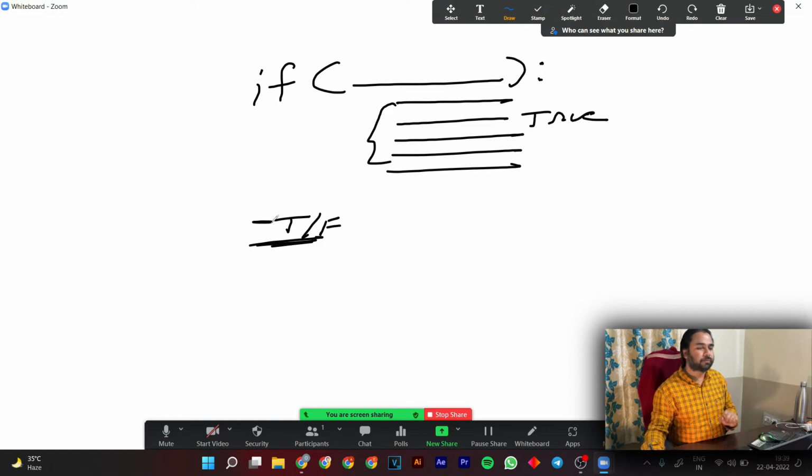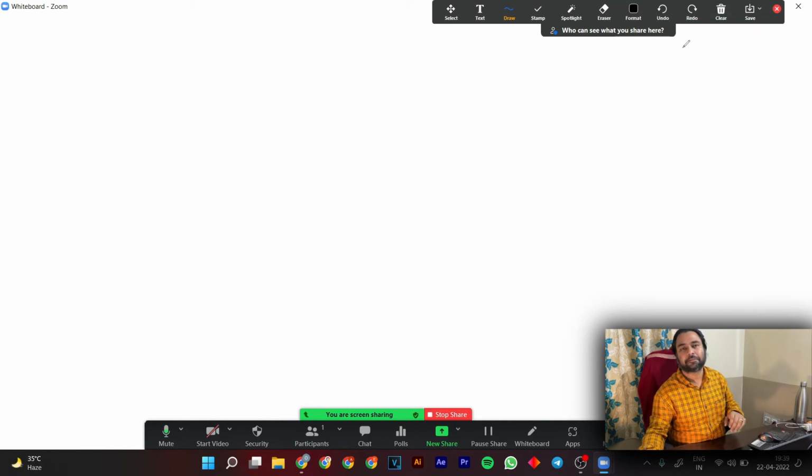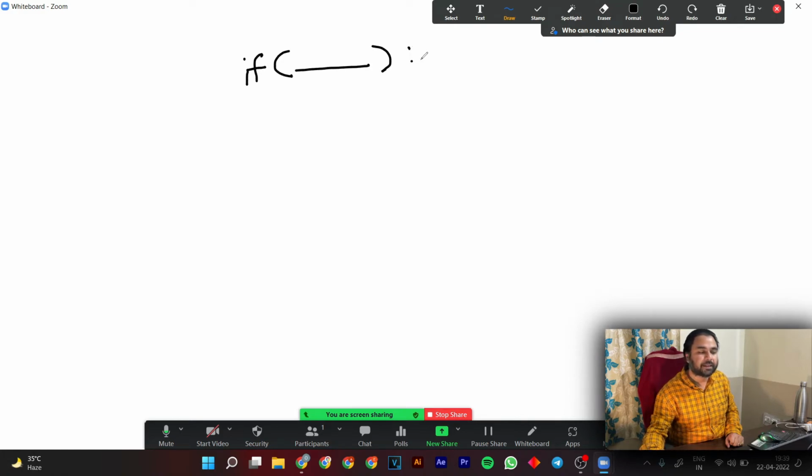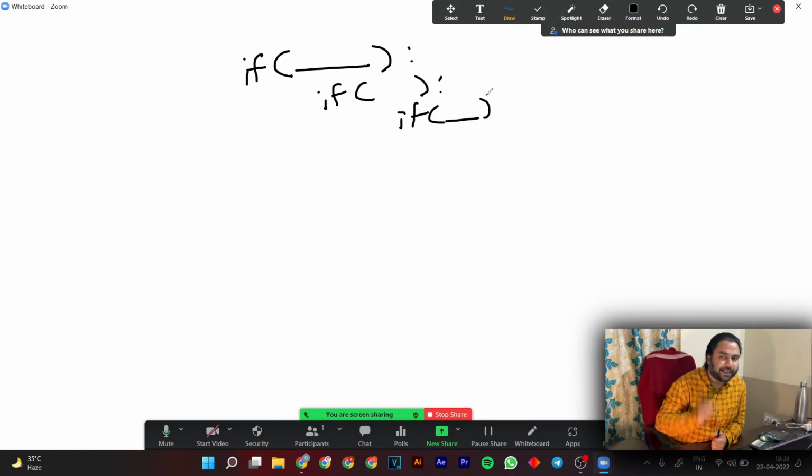Now that is the fourth one, and the fourth one is the nested if. What is a nested if? Nested means something within something. So nested if is if within if. So there is an if, there is a condition. Within that, there is another if, and within that, there can be another if, and so on. This is known as your nested if. Nested if is slightly tricky.